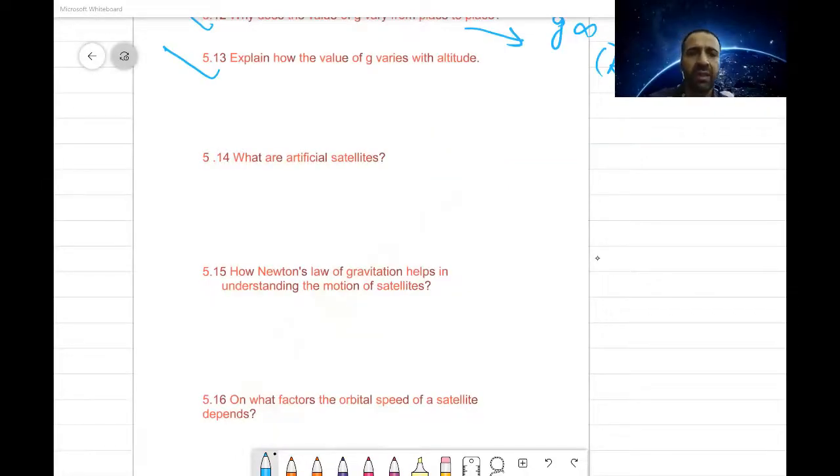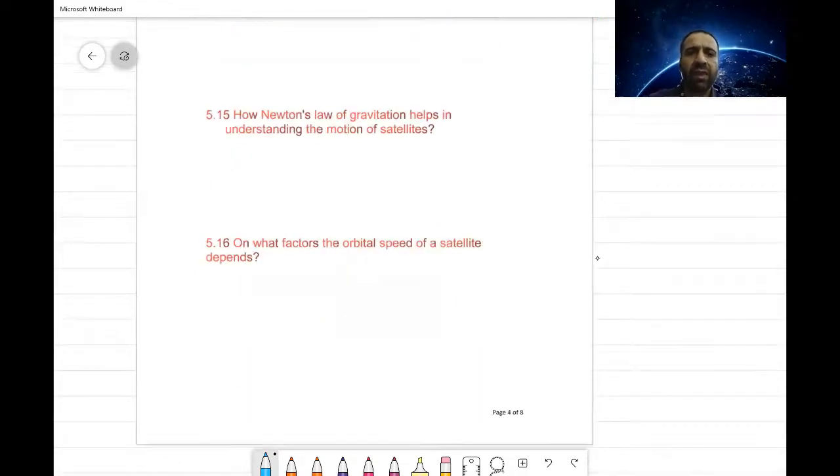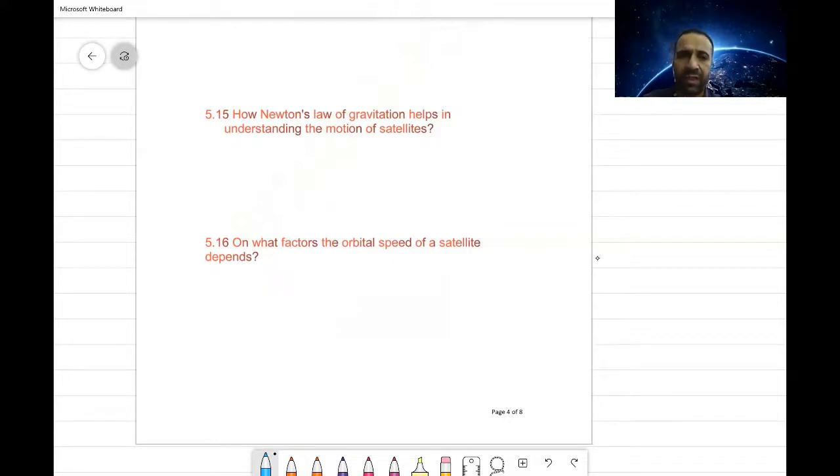The next one is how Newton's law of gravitation helps in understanding the motion of the satellite. As I already told you, we can apply the law of gravitation to find the exact orbital speed for the satellite. So this is how it is important.